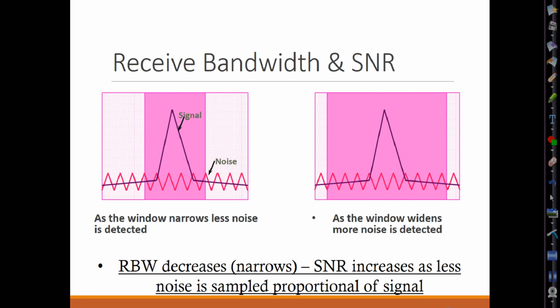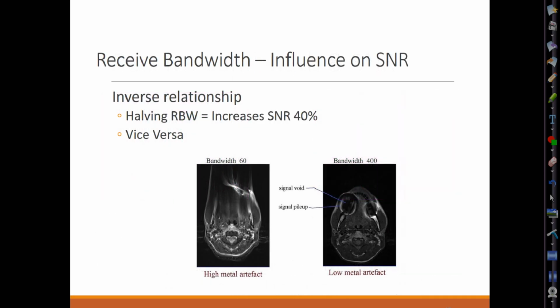So be careful on the registry or on my test and how it's worded. If you see receiver bandwidth decreasing, that's associated with narrowing. If receiver bandwidth decreases, our SNR increases. So this is going to be an inverse relationship. If we make it more narrow, we're going to increase our SNR by 40%, because once again, our noise is random. It could be very similar to the square root. And vice versa.